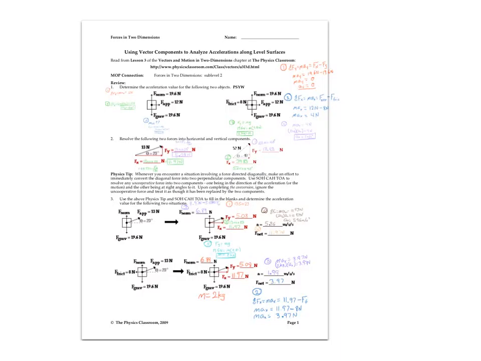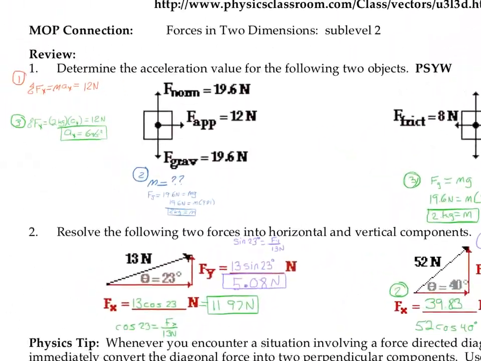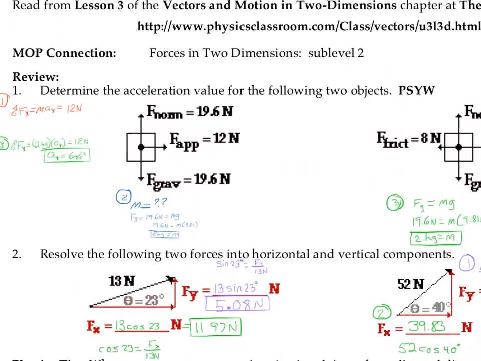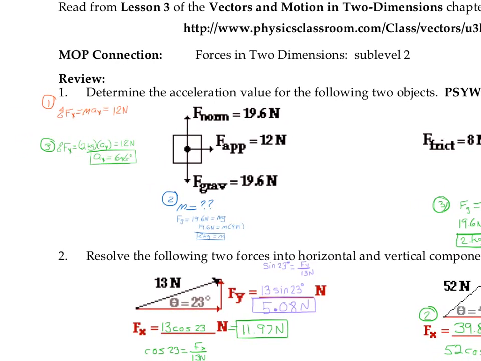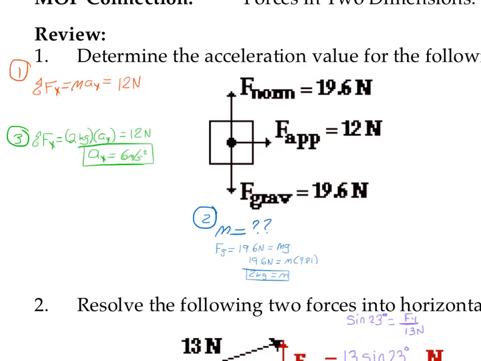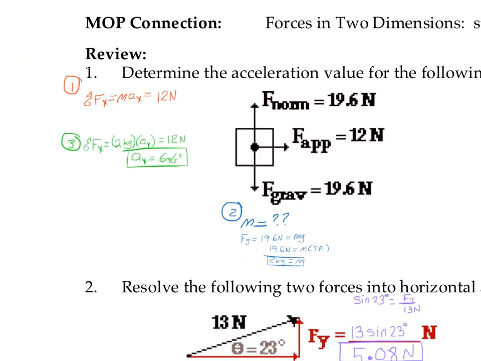Okay, guys, looking at the worksheet I gave you while I was gone, just quickly going over the answers. For the first one, where you're determining the acceleration value for the objects, basically all you have to do is start off with our net force. If we look at our net force equation, we know that the net force in the x direction is equal to mass times acceleration in the x, which equals 12 newtons. The only problem is we don't know what our mass is.